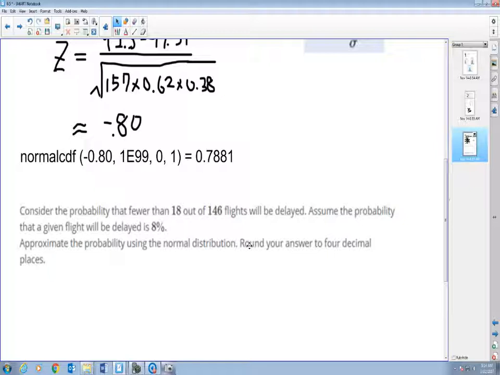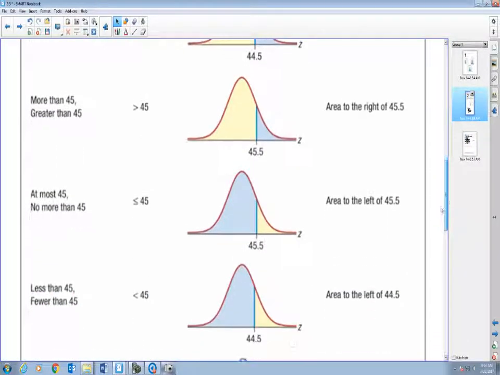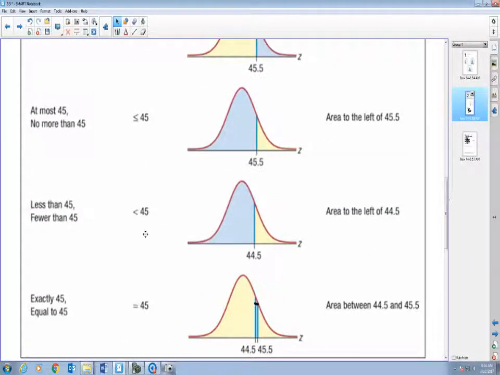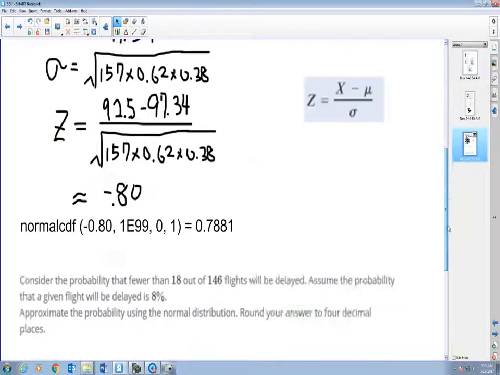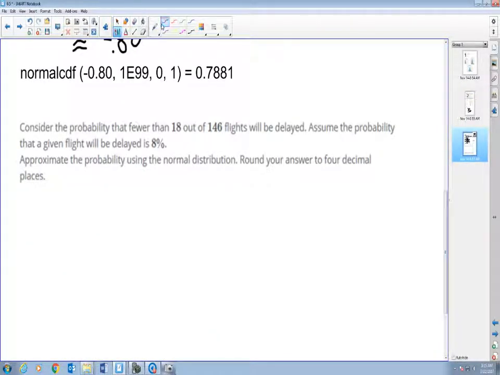I think this one is fewer than 18 flights. Fewer than 18 flights. So fewer than is less than. Okay, less than here. So fewer than 18, I don't use 18. I use 17.5 instead. Alright, so let's see what do we know. My random variable x is fewer than 18, so now I will use 17.5.